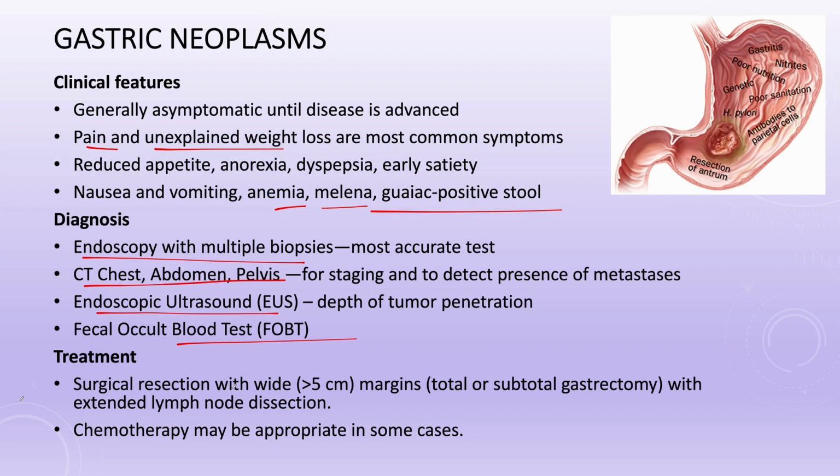For treatment, you can do a surgical resection or a gastrectomy, subtotal or total, taking the stomach out with or without lymph node dissection, plus or minus chemotherapy. That's pretty much the extent that I want you to know for gastric cancer.